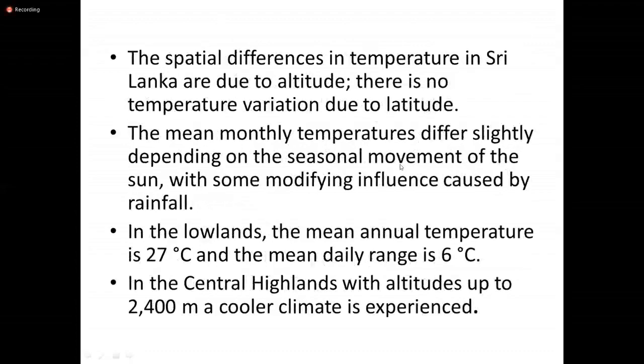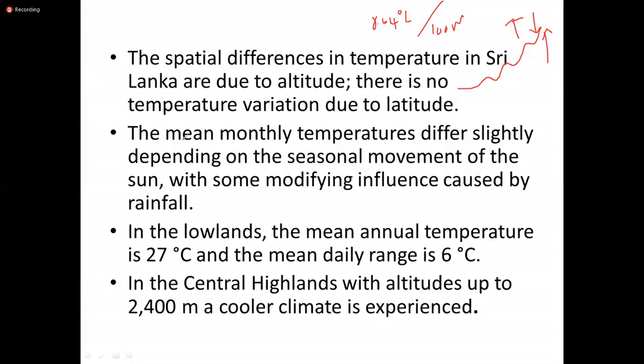The spatial differences in temperature in Sri Lanka are due to altitude. I have already told you about that. What is that? Every 100 meters of height, or every 100 meter rise, 0.64 degrees Celsius will fall, right? So that means when the elevation is higher and higher, the temperature will decrease. Understand? That's why within Sri Lanka we have a temperature variation, right?